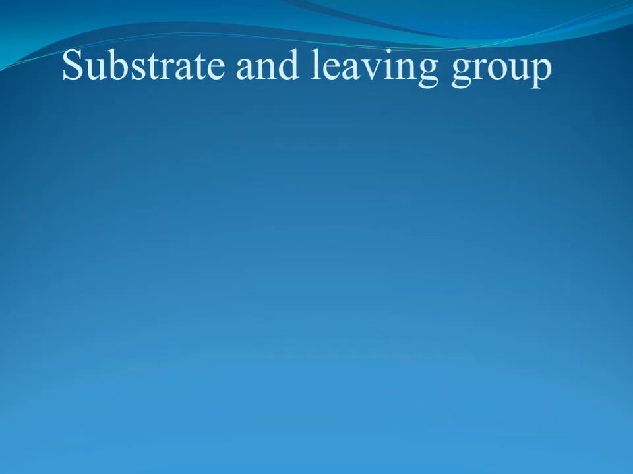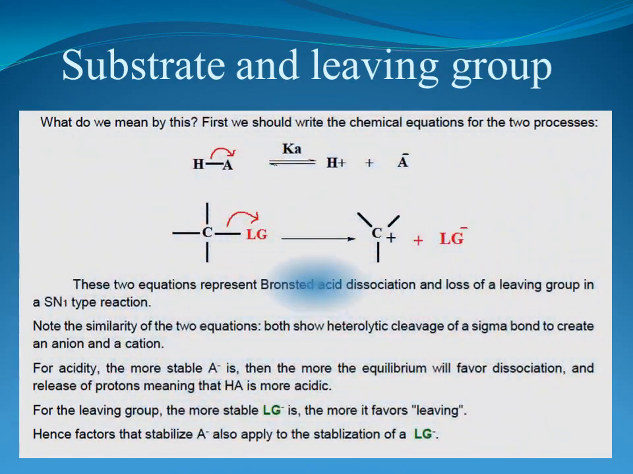Now students, in order to understand this concept, let us compare these two equations. First, we should write the chemical equation for the two processes. Consider this HA as an acid. Now you know that an acid always donates its proton and it dissociates, giving ions H positive ion and A negative ion. Ka is the acid dissociation constant. Now consider this as an alkyl halide. Now you can see that the leaving group is going to depart, giving you two ions, a carbocation, and it can be any nucleophile containing a negative charge.